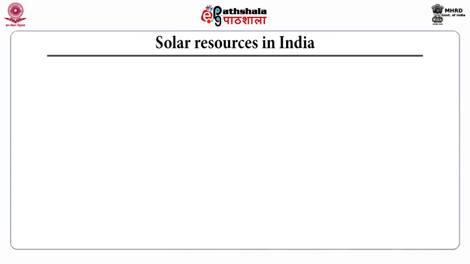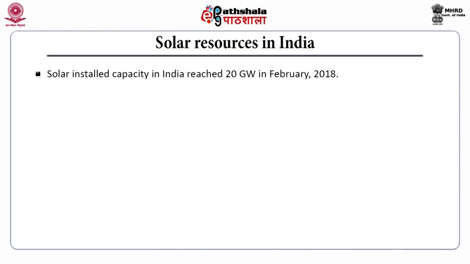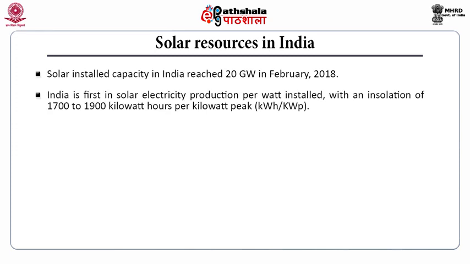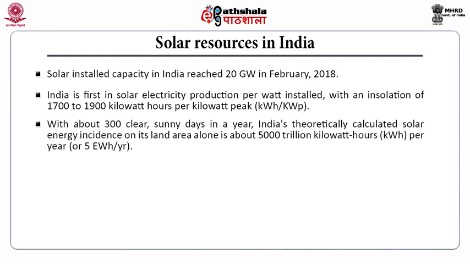Solar resources in India. The country's solar installed capacity reached 20 gigawatt in February 2018. India ranked number 1 in terms of solar electricity production per watt installed, with an installation of 1700 to 1900 kilowatt hours per kilowatt peak. With about 300 clear sunny days in a year, India's theoretically calculated solar energy incidence on its land area alone is about 5000 trillion kilowatt hour per year.